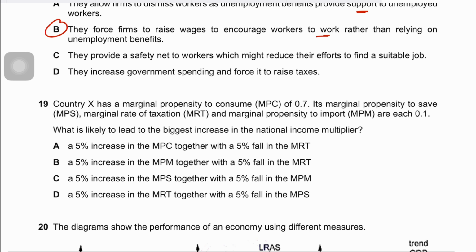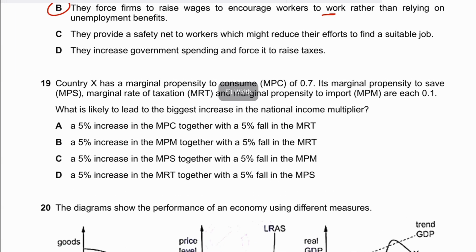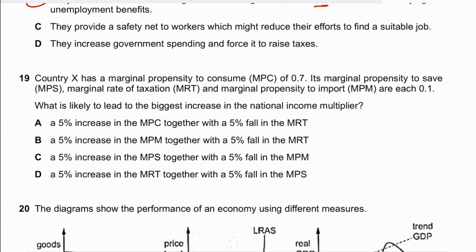Question number 19 says country X has a marginal propensity to consume of 0.7. Its marginal propensity to save, MRT, and MPM are each 0.1. Okay, fine. Well and good. Now, obviously, because 1 minus MPC would give you MPW, which should be equal to 0.3, and so that comprises marginal propensity to save, marginal propensity to tax, and marginal propensity to import.